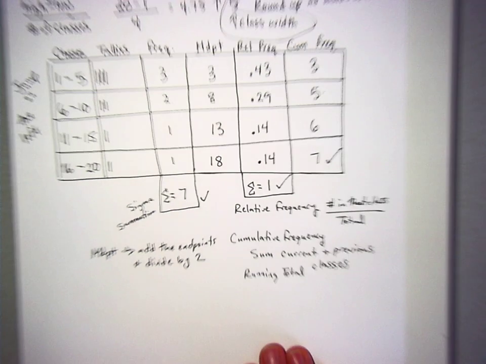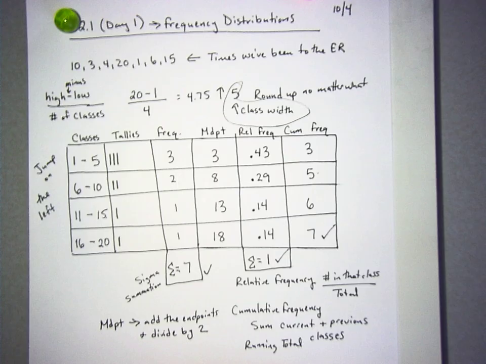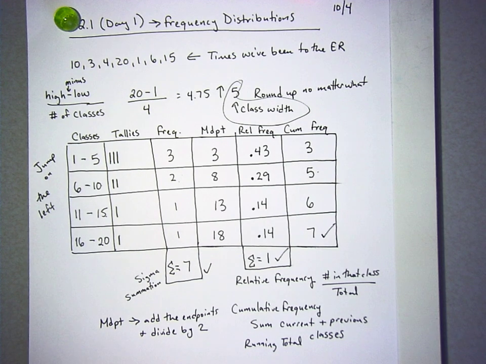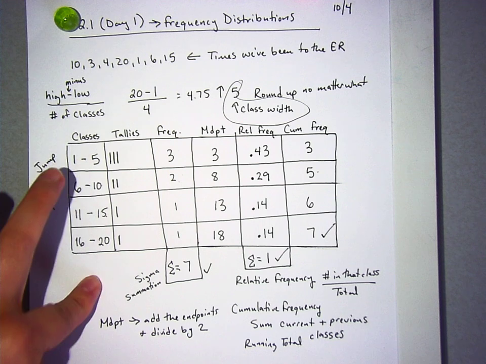Okay, that is how to do a frequency distribution. It's not too complicated. You just got to follow the directions. I think probably the hardest part is making sure your classes are right to begin with, and then the rest kind of goes.